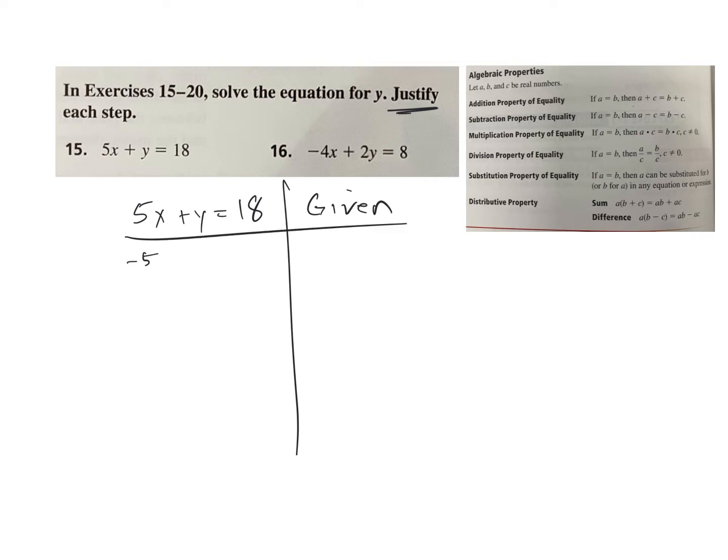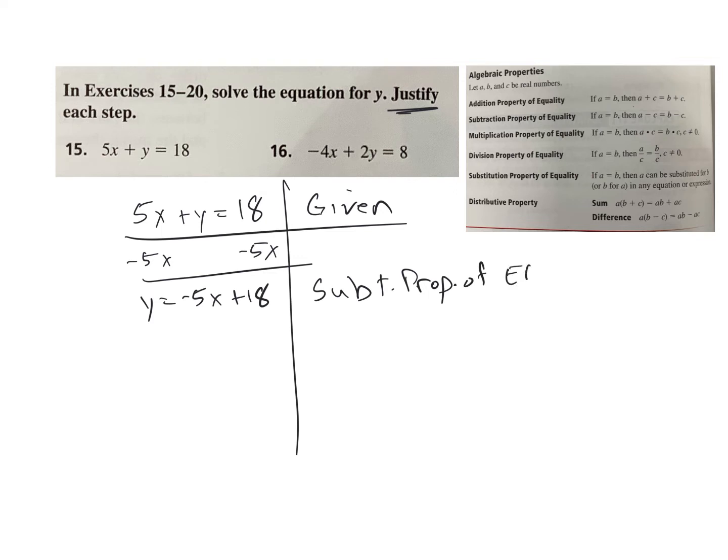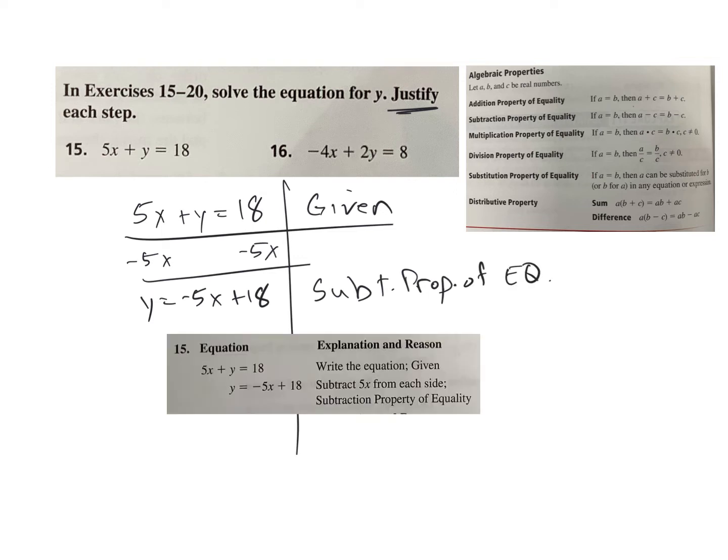So we're going to subtract 5x. And we get y equals negative 5x plus 18. That's the subtraction property of equality. And that's what y equals. And that is your answer. That was just one step. All right, going on to the next one.